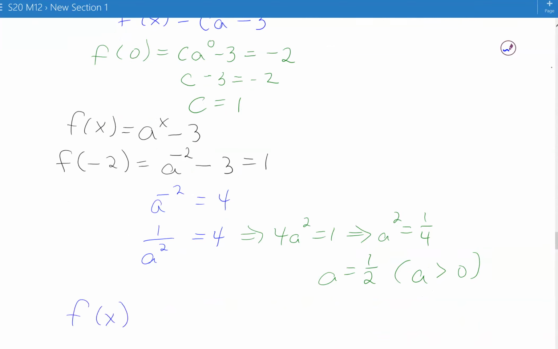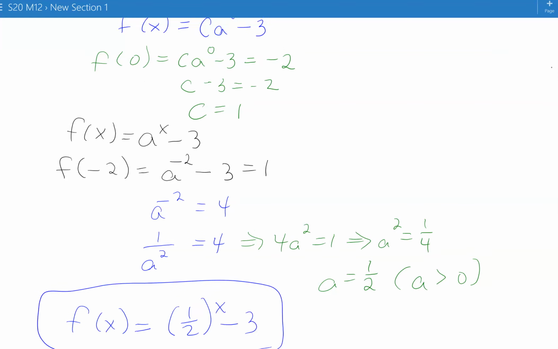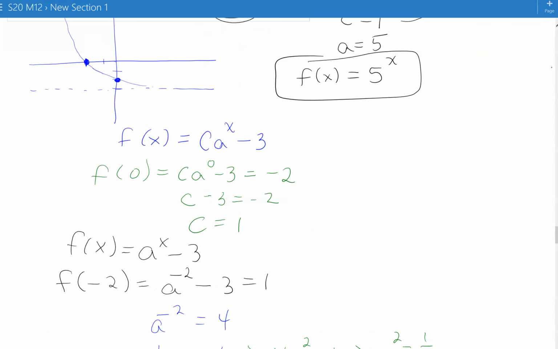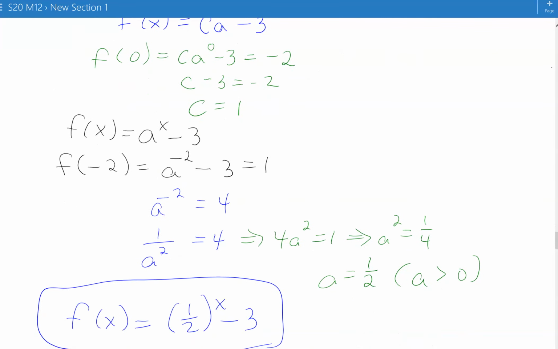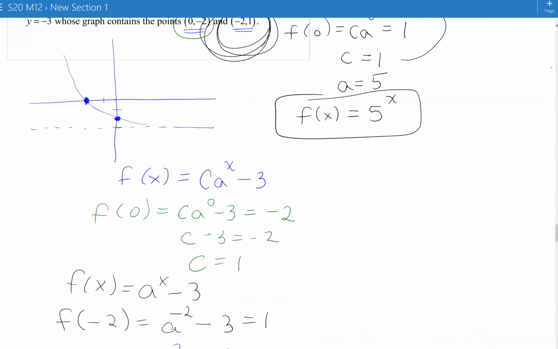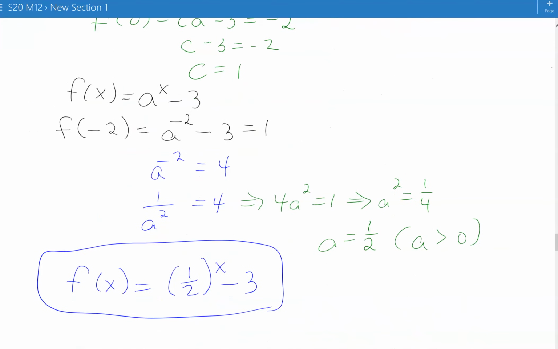So now we know f of x is (1/2) to the x minus 3, and you can check and make sure that that agrees when you have x is 0 and x is -2, and then as x gets large. And that's all for this section.